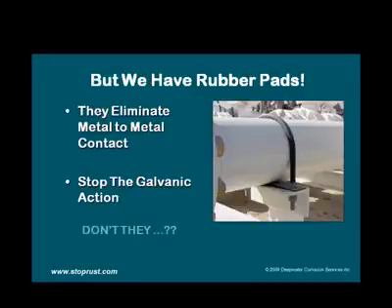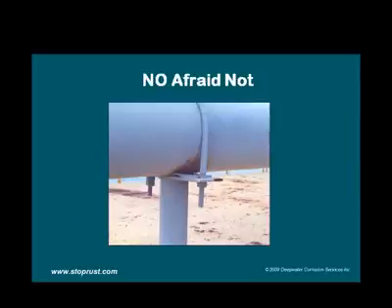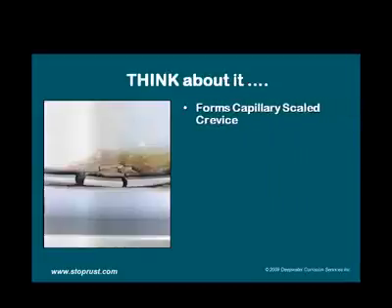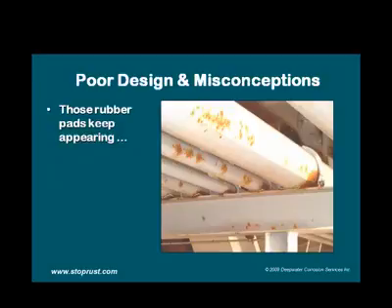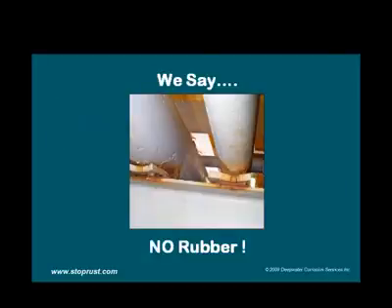But we have rubber pads. They eliminate the metal-to-metal contact and stop the galvanic action, don't they? Afraid not. As you can see here in this slide, there's still corrosion happening, and the coating is failing at the support, even though the pipe and the support are separated. Think about it. The rubber forms a capillary sealing crevice that sucks and holds water, which stops evaporation, sets up an oxygen concentration cell, and rapid crevice corrosion. However, those rubber pads just keep appearing. So we say, no rubber.